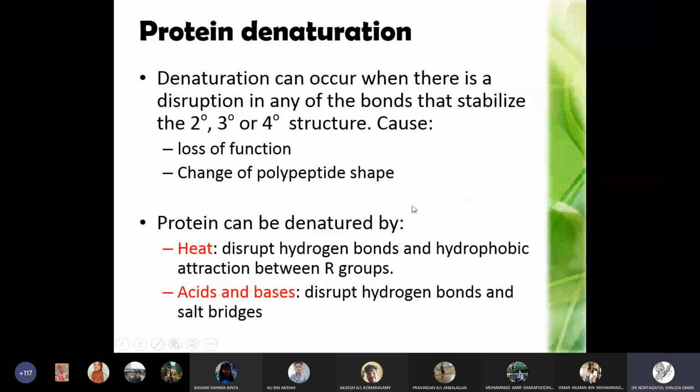Also denaturation. When the protein is exposed to a very high temperature that you cannot handle, it will cause denaturation of the protein. So this is another specific feature of the protein, as it can denature.